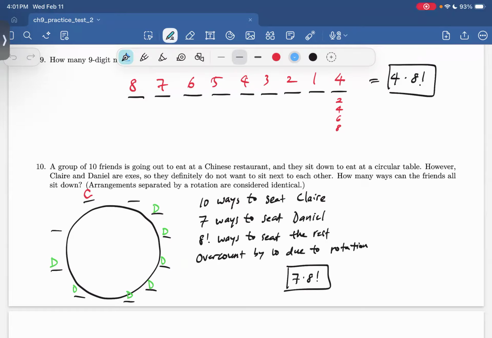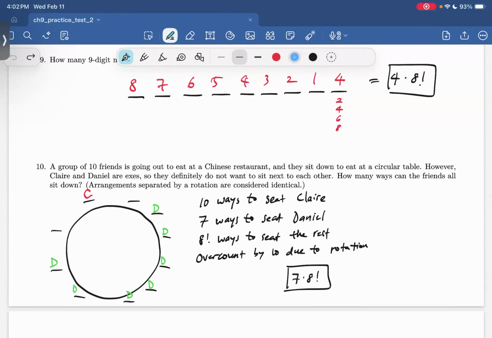But then once we seat Claire, that's going to leave us with only 7 ways to seat Daniel. The reason is because we can't put him here, but we also can't put him next to Claire, right? So that takes out 3 seats, which leaves us with 7 seats to choose from. And then once we have those two seated, we're able to seat the rest, and we have 8 people and 8 seats, so that's going to be 8 factorial.